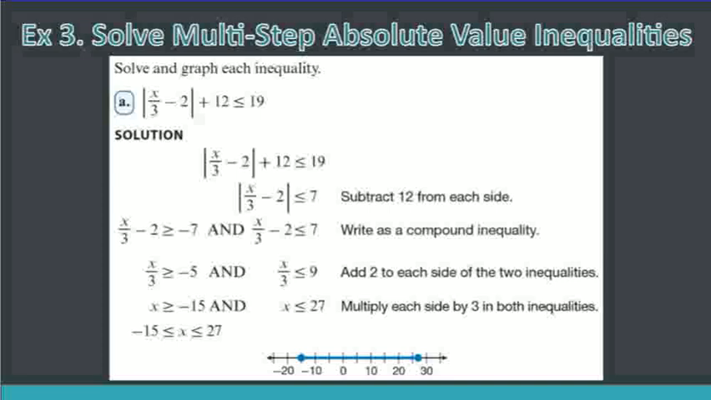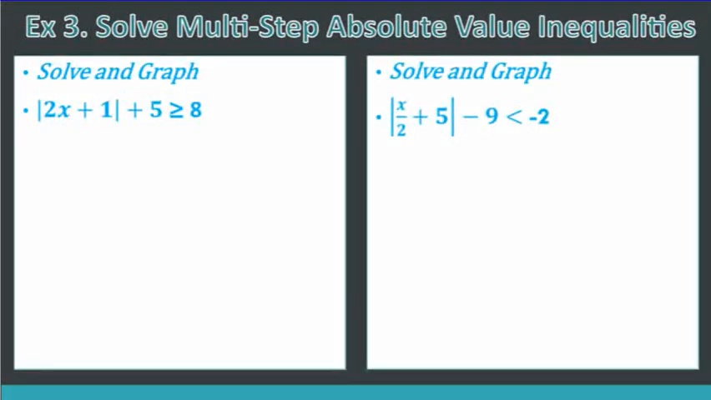Example 3, solve multi-step absolute value, another type of problem. This time we have 2 different operations inside the absolute value. In this example, you have a division and you're subtracting. So let's look at an example here. Solve and graph this example. Absolute value of 2x plus 1 is plus 5 is greater than or equal to 8.